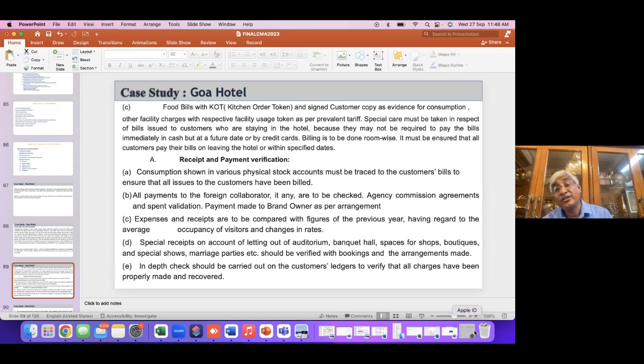So again, this is a point which also has to be checked by the auditor. It is not directly related to the club billing, but overall it is connected, because the charges are levied normally based on the number of guests attended. So they have to collect that information and pass it on for paying the appropriate royalty. Expenses and receipts are to be compared with figures of the previous year, having regard to the average occupancy of visitors and changes in rates.